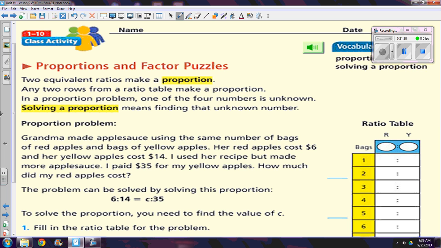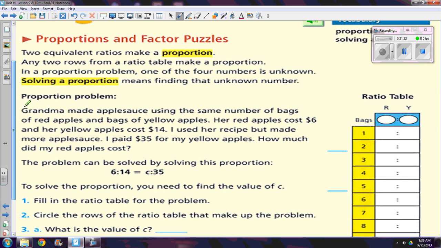Proportion problem. Grandma made applesauce using the same number of bags of red apples and bags of yellow apples. Her red apples cost $6 and her yellow apples cost $14. I used her recipe but made more applesauce. I paid $35 for the yellow apples. How much did my red apples cost?